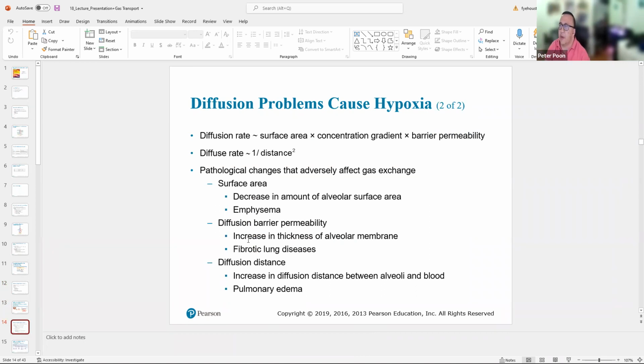So diffusion problems cause most of hypoxia. It's not the only way to cause hypoxia, but it's by far the most common way. Diffusion rate is roughly 1 over distance squared. So pathological changes adversely affect gas exchange through surface area, diffusion permeability, and diffusion distance. Let's take a look at all these cases.